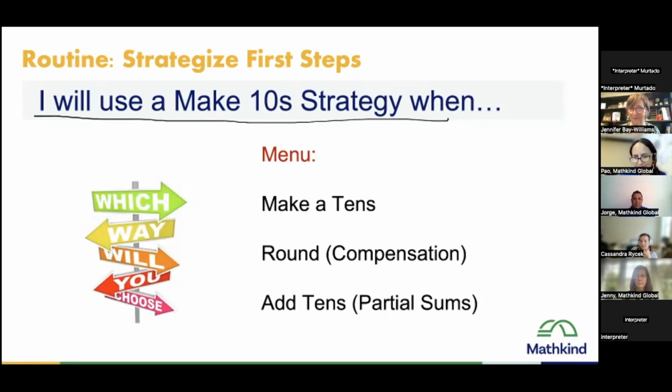Jenny, in the chat, we have somebody who has said changing the variable with some of the context.